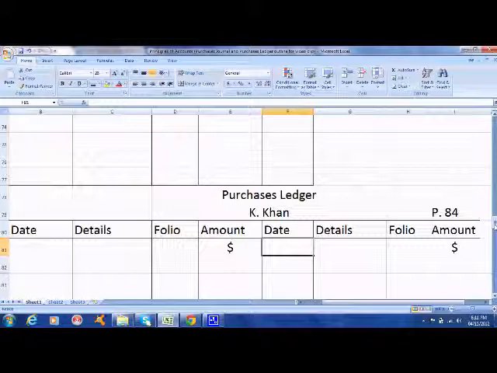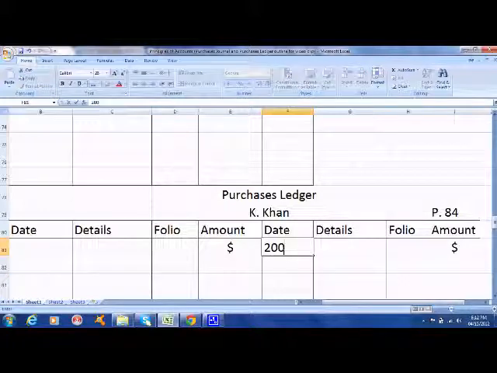K Khan gave us some things on credit, so therefore he lost some things. Therefore, we're going to make a credit entry on his side, and the supplier's or creditor's accounts always have a credit balance, meaning the credit side will exceed the debit side. As you know, this side is the debit side and this side is the credit side. Now, the date is 2004, and it is May 1.